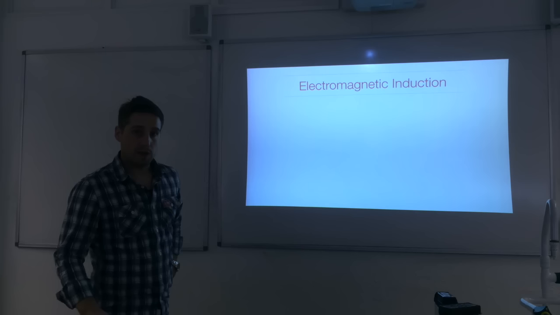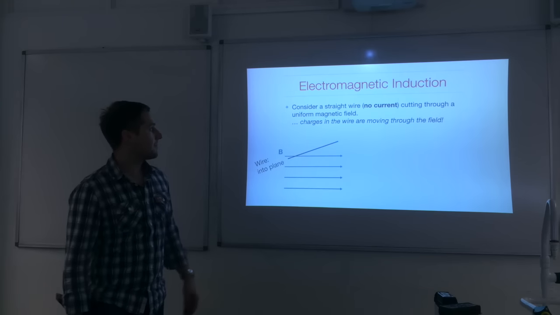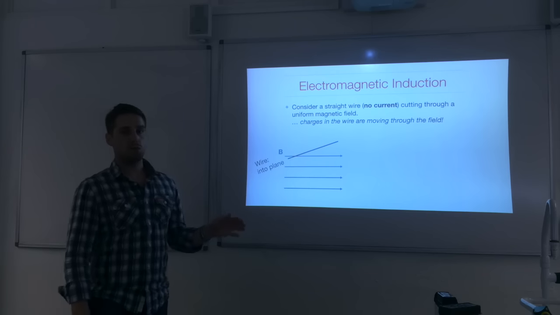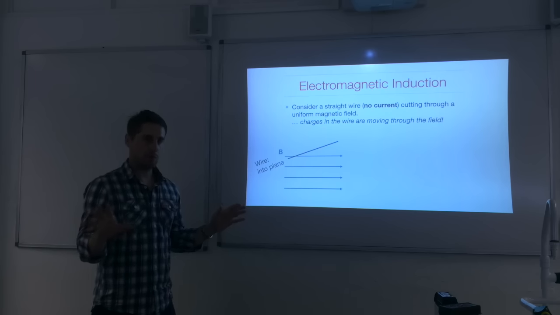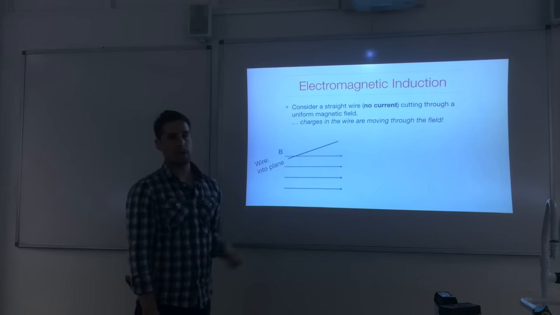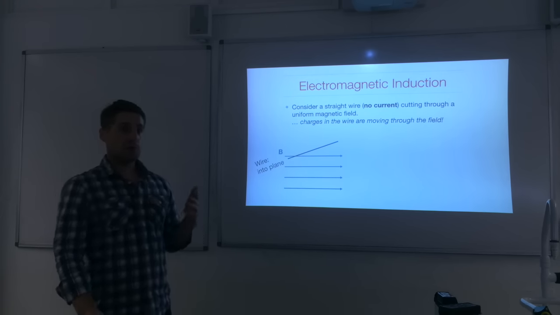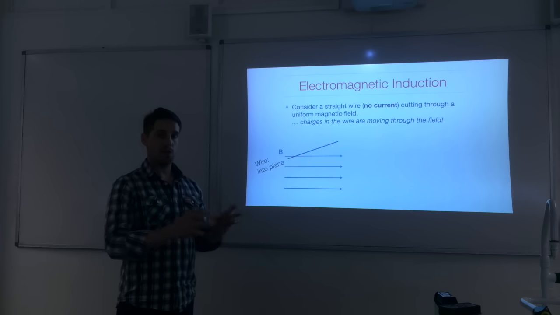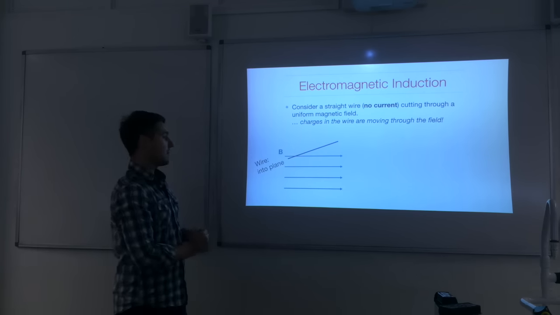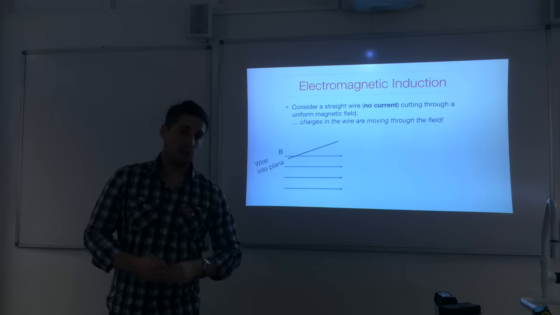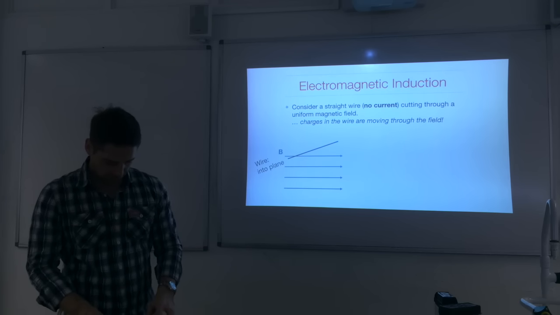Alright, now we can start to look at some induction. And what we're going to do firstly is consider a straight wire that is cutting through uniform magnetic field lines. So we're moving our wire, which doesn't have any current flowing through it ordinarily, through that magnetic field. Now within that wire you have charged particles. I'm sure you appreciate the fact that any metal wire has lots of electrons in it, and some of those electrons are free to move. So as we move our wire through the field, we now have moving charges in a magnetic field. So they're going to experience a force.